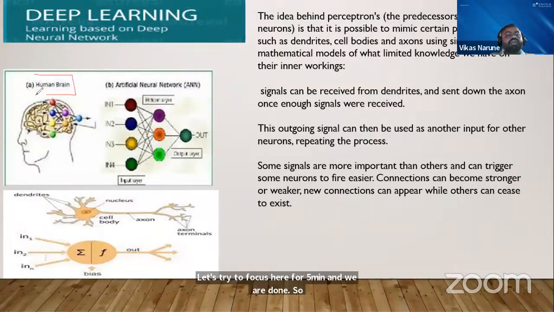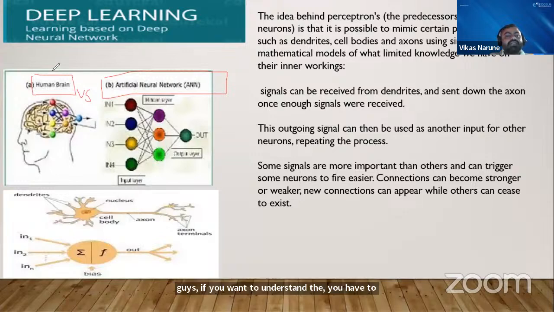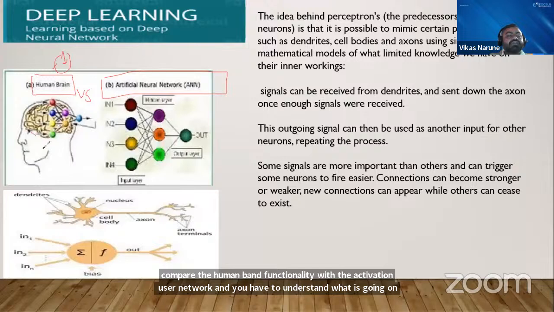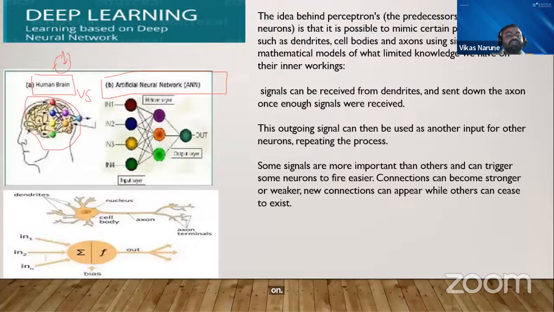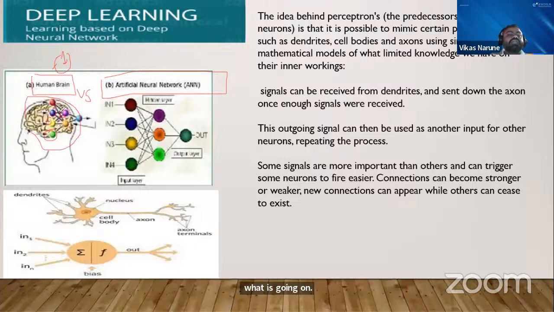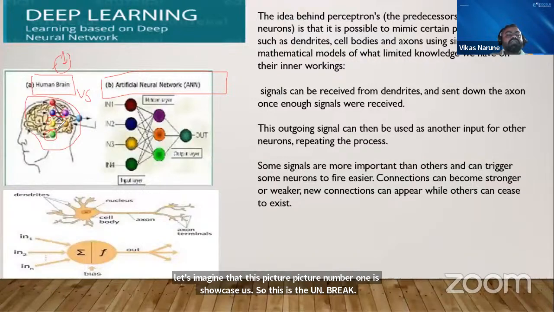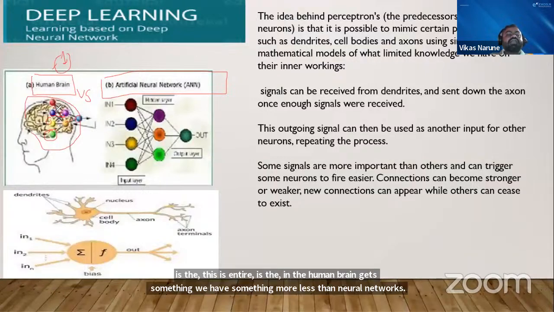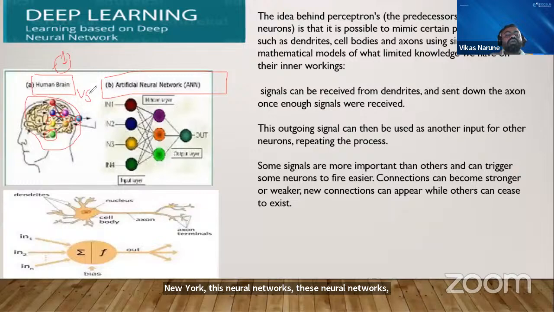So guys, if you want to understand the artificial neural network, you have to compare the human brain functionality with the artificial neural network, and understand what is going on. Let's imagine this picture. Picture number 1 is the human brain. In the human brain, we have something called neural networks. These neural networks are shown with circles of various colors, and in the end they are connected to each other. This is how the human brain works.